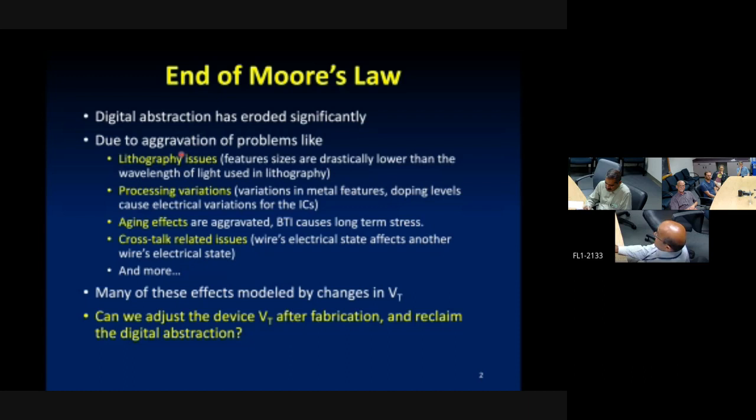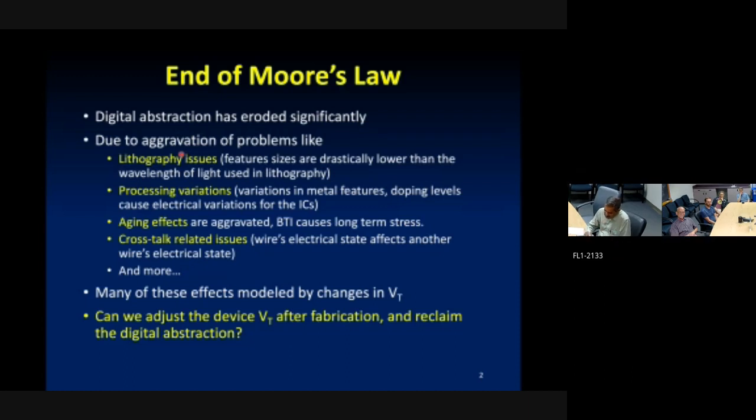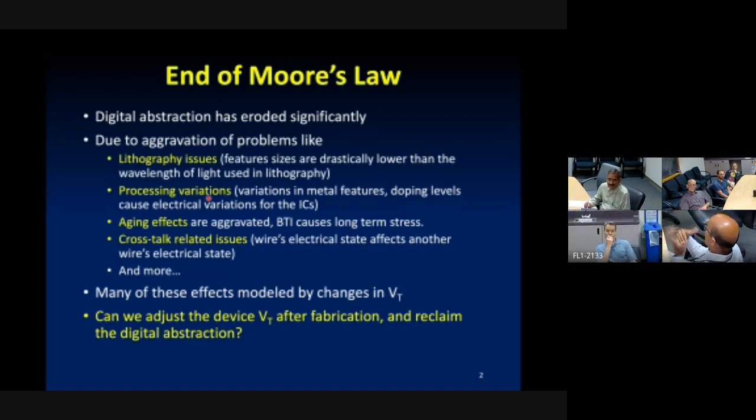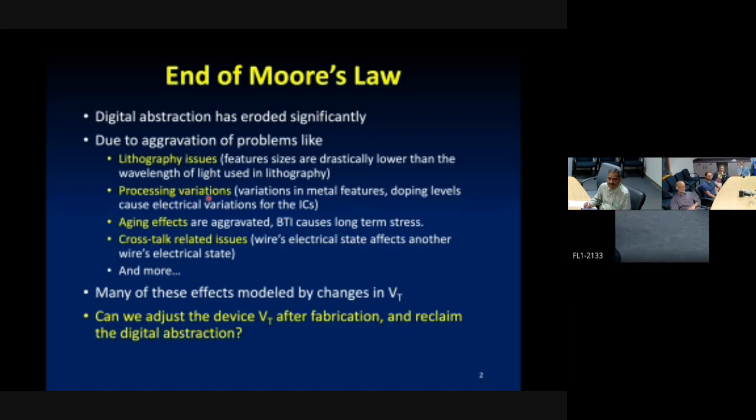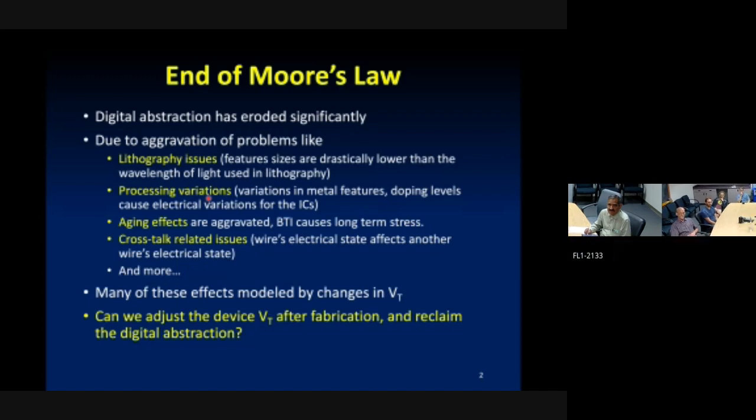So what's this degradation coming from? It's coming from things like lithography issues: our ability to design chips and fabricate them with precise features has been significantly eroded. Then processing variations. When we want a certain width of a metal, or want to dope silicon a certain way, the actual doping we get is never exactly what we want. And that gets aggravated as the feature sizes, or the transistor sizes, get smaller.